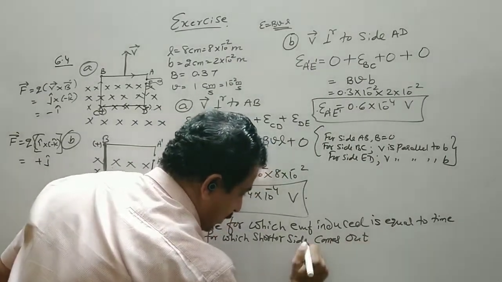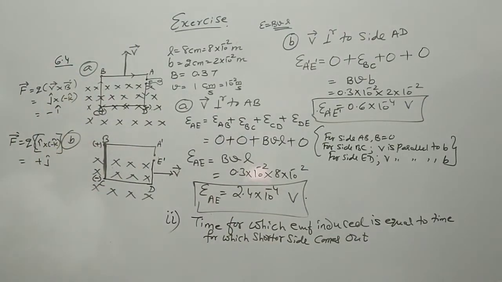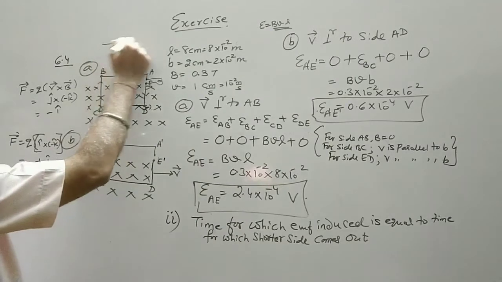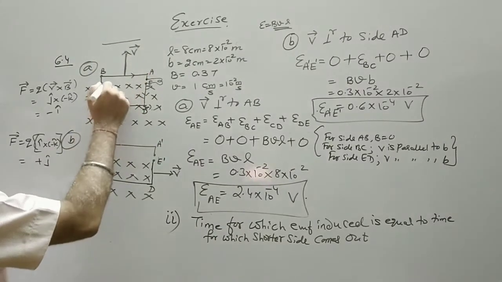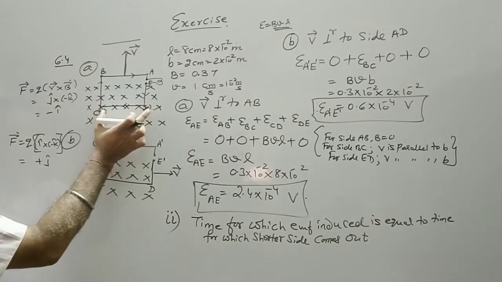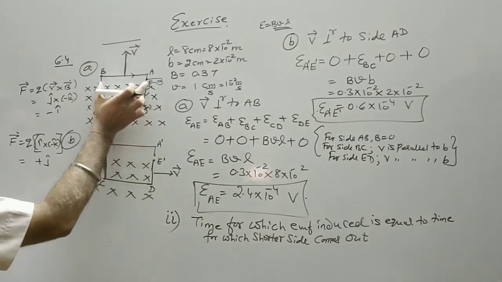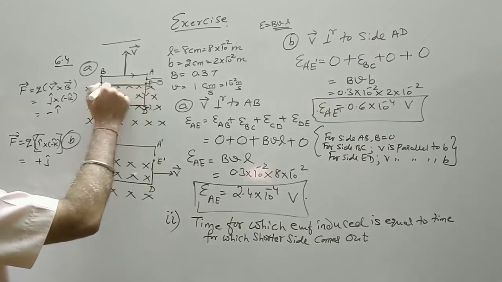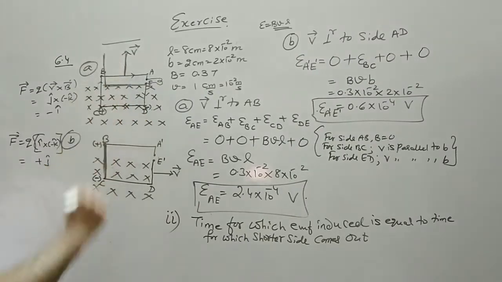The shorter side comes out. So suppose this CD comes out. The instant when this CD end comes at this point, you see the diagram, suppose this is CD, then the entire shorter side is out of the magnetic field.